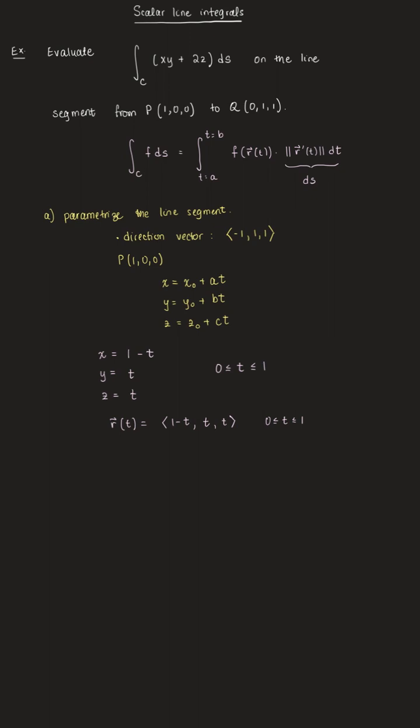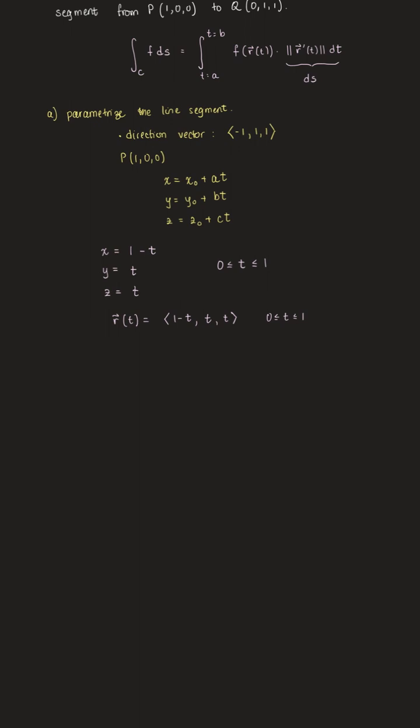So the second thing that we need to do is find our arc length differential. So we're going to need to find r prime of t and its magnitude. So r prime of t is (negative 1, 1, 1). And the magnitude of r prime of t, which represents the speed of our curve, is going to be the square root of 1 plus 1 plus 1, which is the square root of 3.